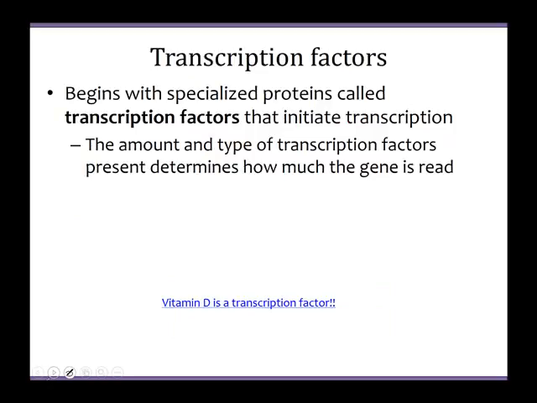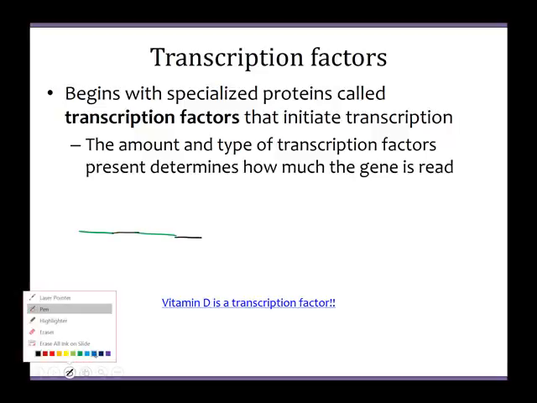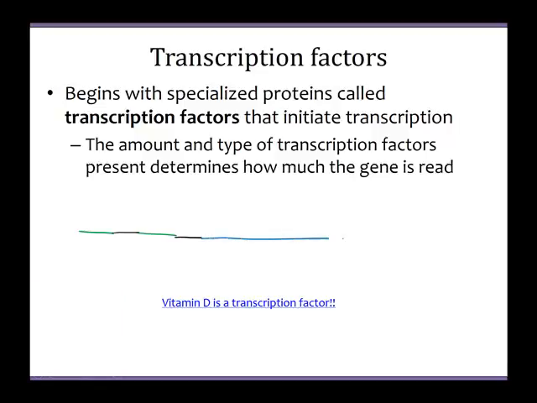So let's take a look at these transcription factors. Okay, in order to start transcription, we need these transcription factors. Let me draw you a picture of these transcription factors. Let me actually draw you a picture of a gene first. So here's, let me use a different color. Here's my regulatory regions of a gene. If you have no idea what I'm talking about, please refer back to part 1. Here's my coding sequence of a gene.